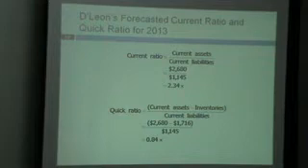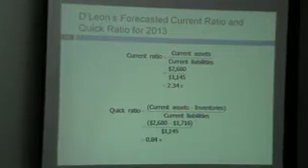Now again, just looking at a ratio cannot tell us whether it is good or bad. It will become meaningful when we do some comparison, whether we do current analysis, trend analysis, whether we compare it with the industry average, or whether we compare it with some benchmark. Only then can we find out whether this current ratio is good or not.